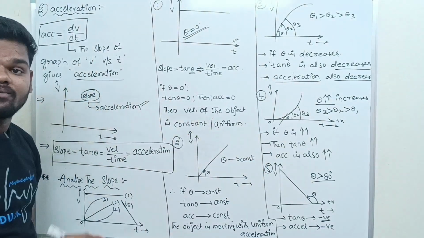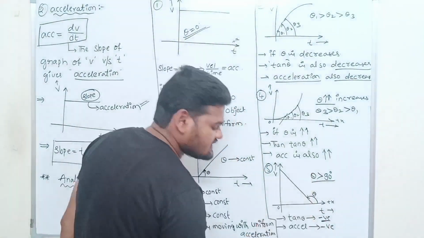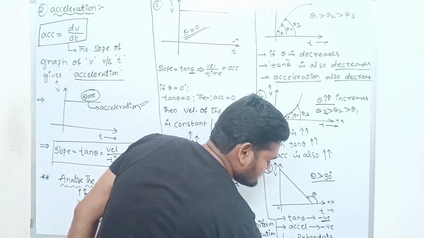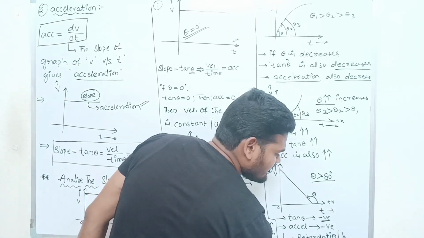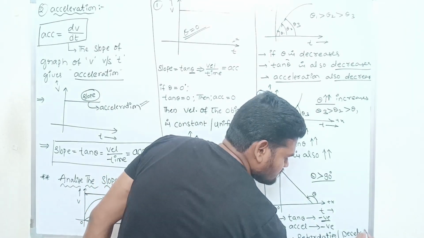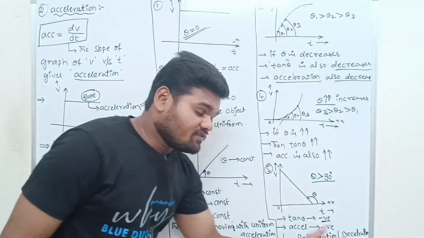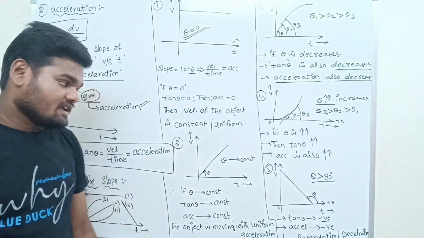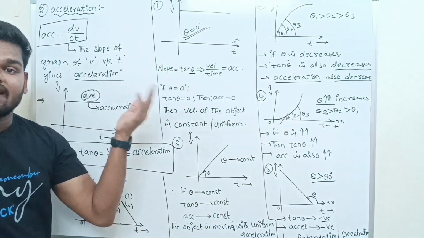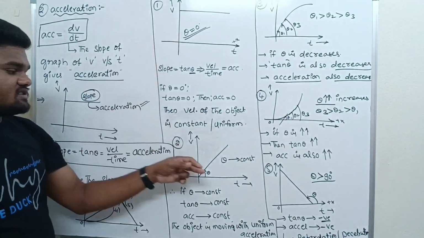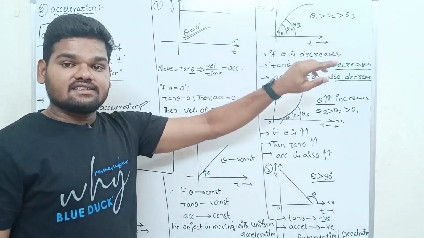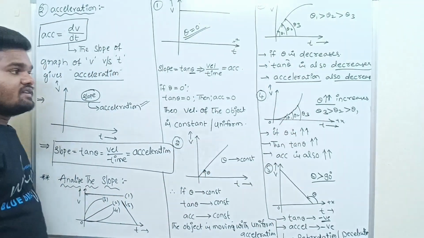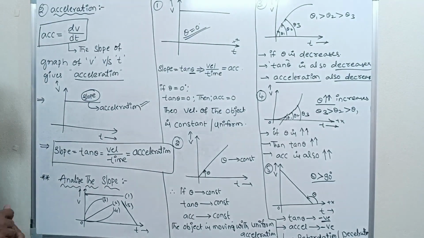If the acceleration of the object is negative, then it is called a retardation, also called deceleration. Deceleration or retardation. It is the same thing that we discussed in the velocity concept. So theta equals 0 is constant, theta is decreasing, theta is increasing, and theta is greater than 90 degrees. Pause the video and write the notes.